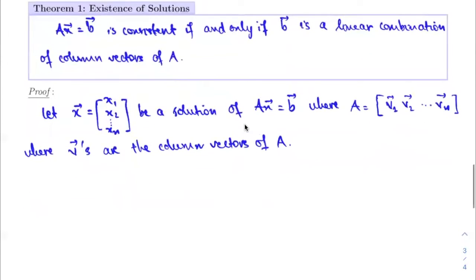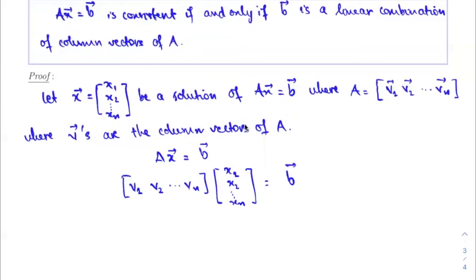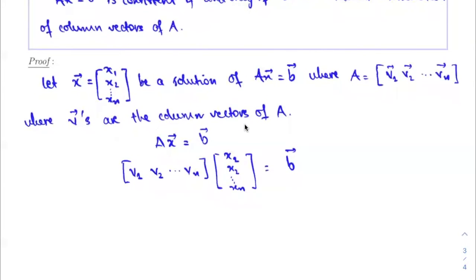Right. So we first assume that the system is consistent, so at least the system has a solution. Now you write that Ax = b, which can be written as [v1, v2, up to vn] acting on the column vector [x1, x2, up to xn], and this is equal to b. Remember, the vector x is already considered a solution.